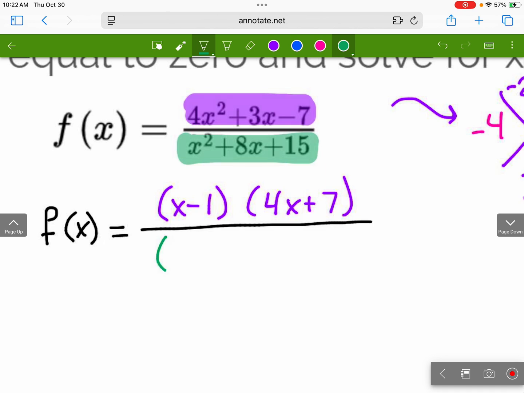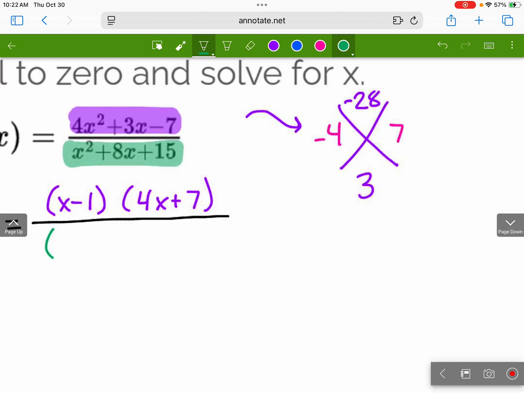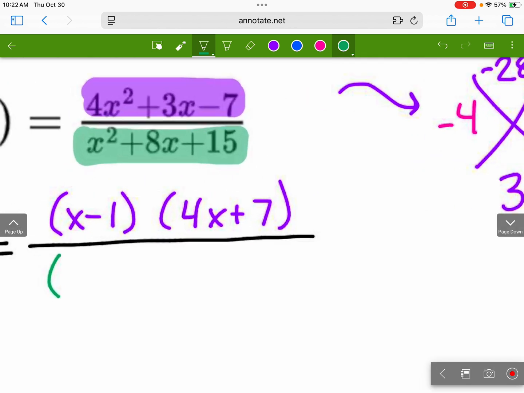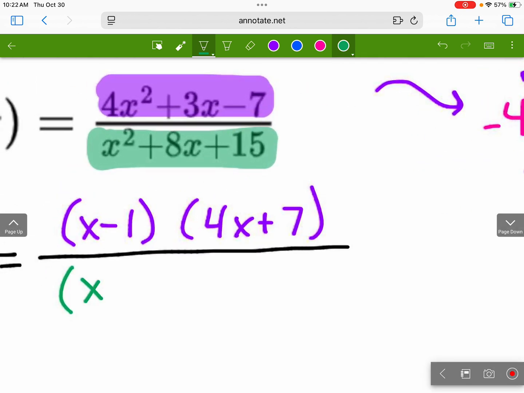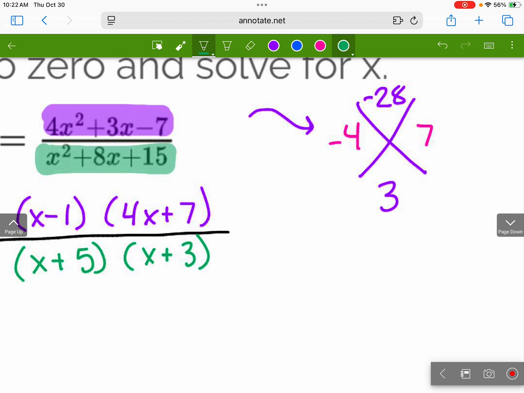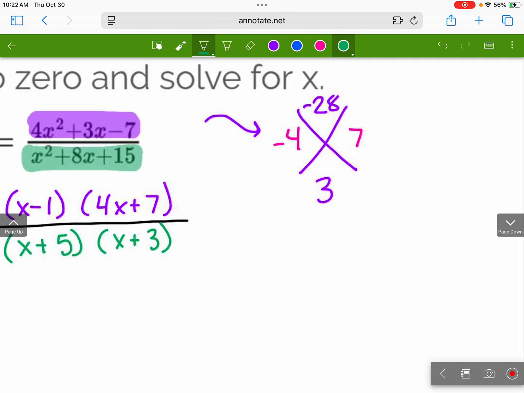So factoring the denominator, very, very similar. Multiplying to be 15, adding to be 8. That one's x plus 5 and x plus 3. When we don't have an A value, we are usually much better at that. It's that A value that throws us off, that 4 in front that throws us off.